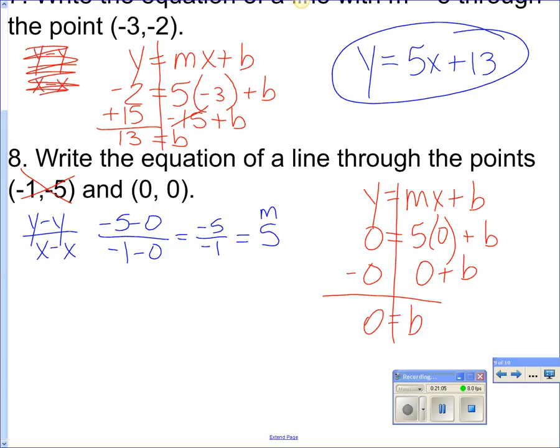Okay? So my final answer is y equals, got to put in your m and your b. What goes in for m? 5. What do you have to put next to it? You can put plus 0, but they're not going to put plus 0. They're just going to leave it like that.